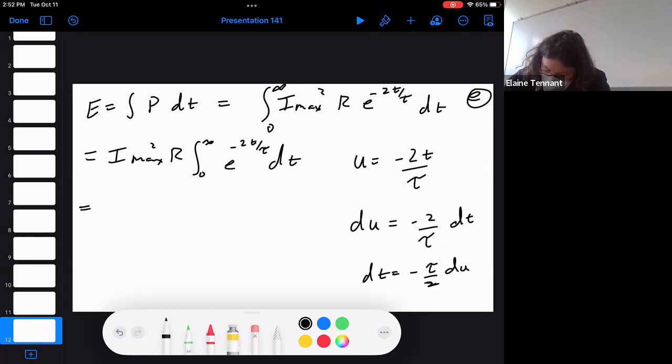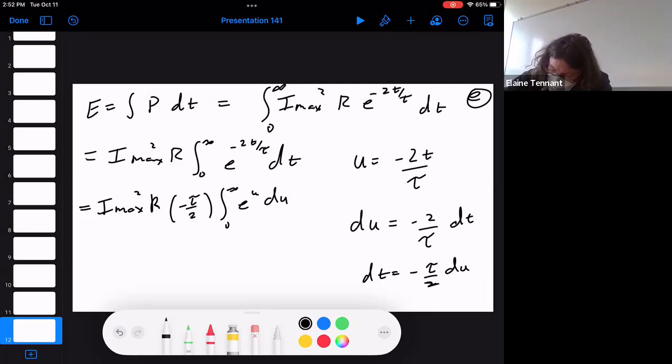Okay, making those substitutions. Imax squared R, you can even just keep your limits, they're not going to change. e to the u du, and I need to multiply this whole thing by a negative tau over 2 e to the u du. Okay, I got that. That looks good. What is the integral of e to the u? Just e to the u.